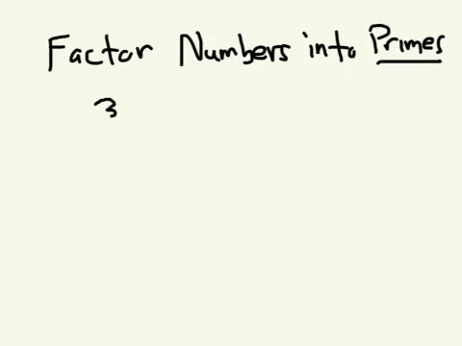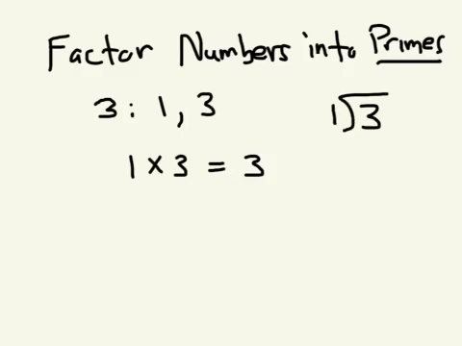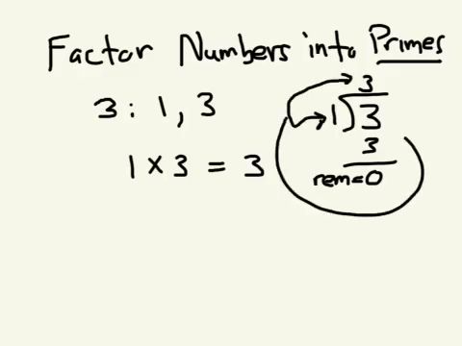Let's take the number 3. The factors of 3 are 1 and 3. What that means is 1 times 3 are the only combination of numbers that equal 3 when you multiply. Also, if I take 3 and divide it by 1, I get 3. And if my remainder equals 0, it is a factor. The divisor and the quotient are factors of the dividend.